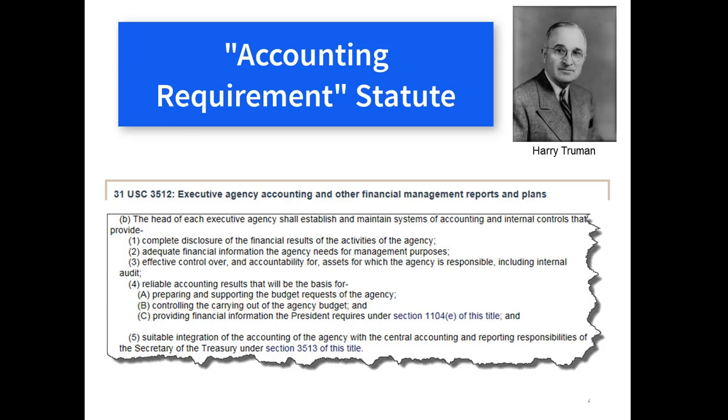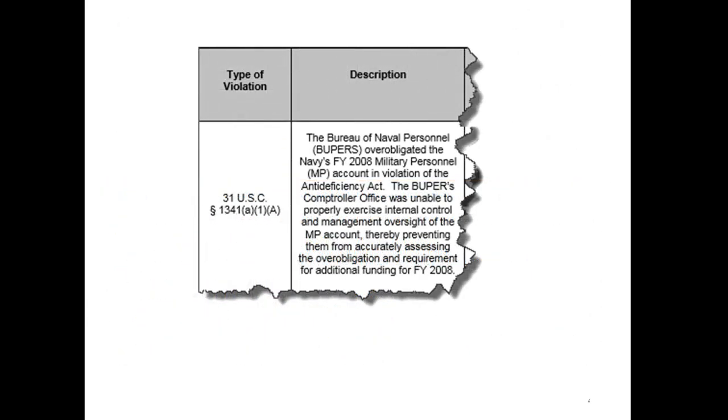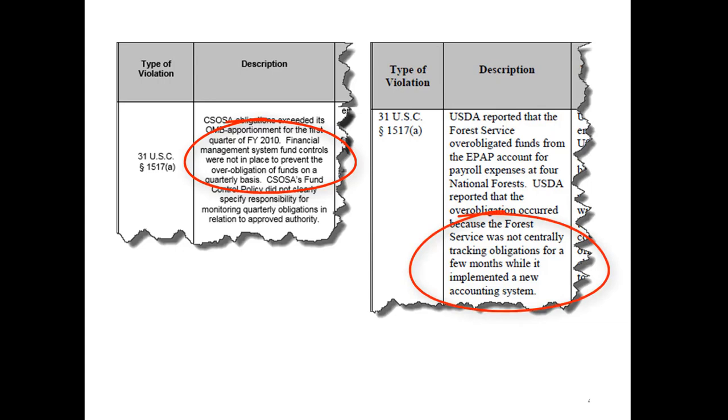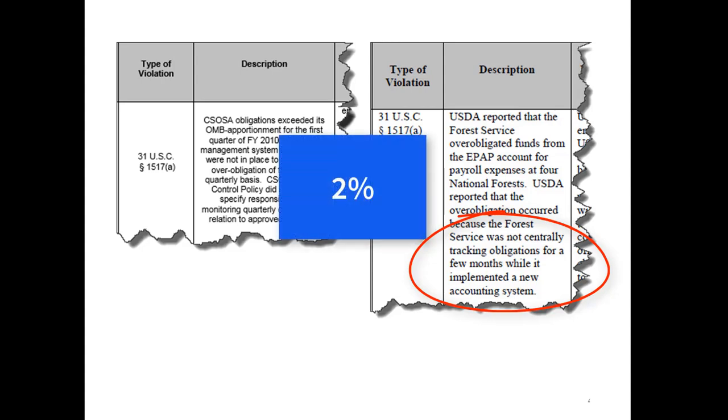And what can happen if you don't have such systems in place? In this example, the Navy was unable to properly exercise internal control and couldn't accurately assess an over-obligation. So they had to report a violation of 31 U.S.C. 1341A1A. In this example, obligations exceeded the apportionment due to a lack of fund controls in place. And here, payroll expenses caused an over-obligation because there were no controls in place while implementing a new accounting system. Roughly 2% of violations reported to GAO were due to a lack of system controls.